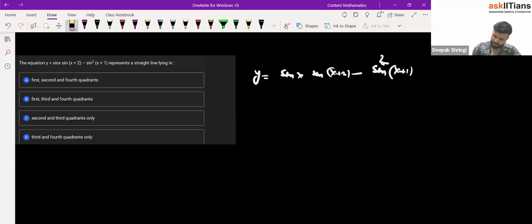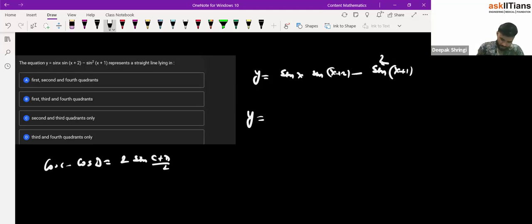There is one more method. Look, we studied a formula, cos c minus cos d, right? That is 2 times sin of (c plus d) by 2 and sin of (d minus c) by 2, right? Okay. So look, if I apply this formula guys, I can write this as half times of cos of 2.